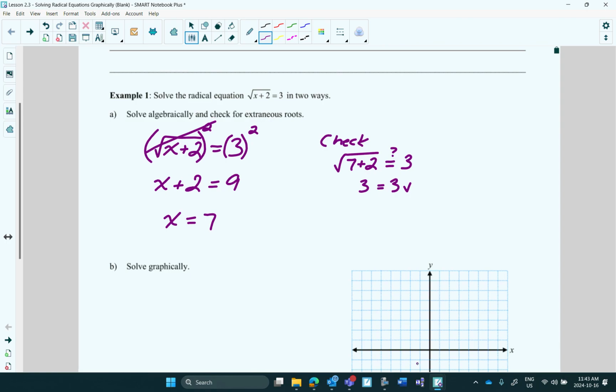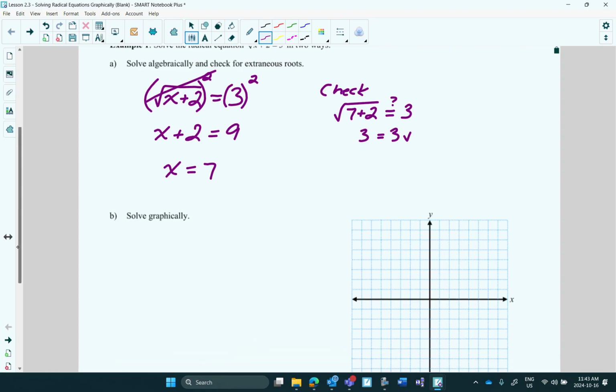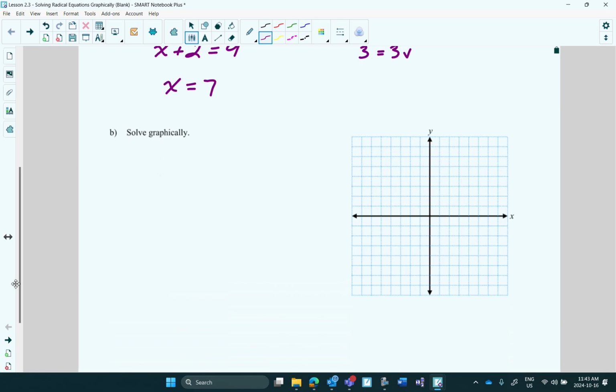So this is grade 11. In grade 11, we also solve quadratic equations using graphs. We can solve radical equations the same way. Do you remember how we solve an equation using a graph?